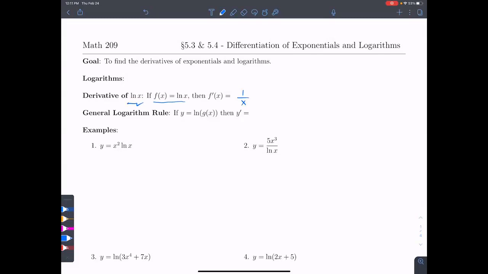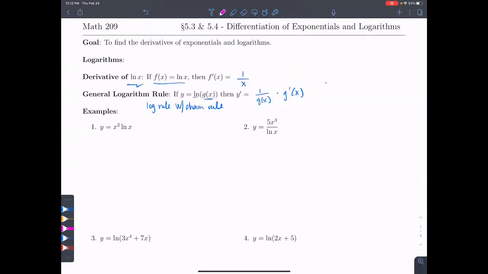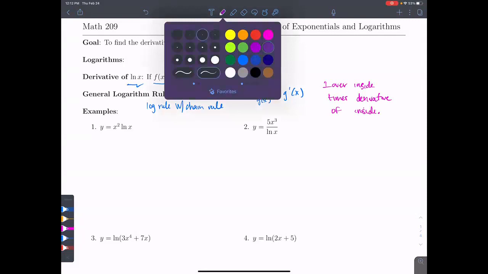And this general rule, which is the log rule with the chain rule: you have the ln as the outside function and then g of x is the inside. So you do the same thing that you did with the chain rule. You do the derivative of the outside, leave the inside alone. So 1 over the inside times the derivative of the inside. So that's the basic rule, and obviously we're going to mix those with quotient rules, product rules, etc.